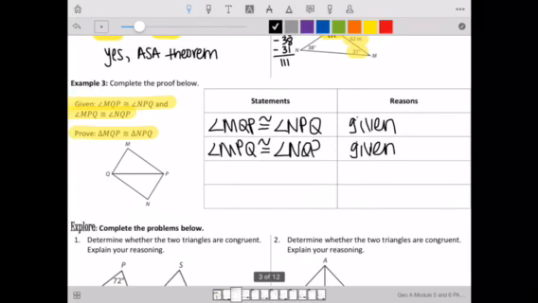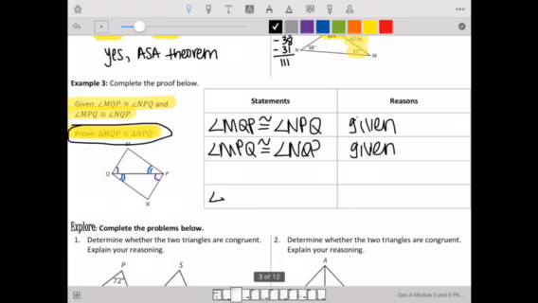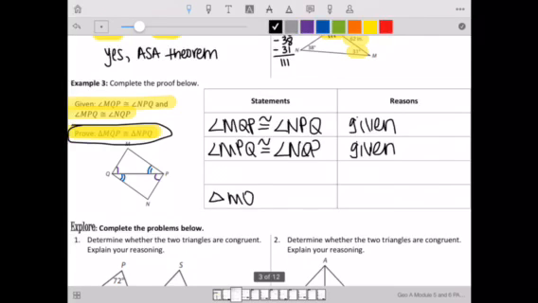So let's label that information in our diagram. We have this angle is congruent to this angle, and we have this angle congruent to that angle. And what we want to prove is that the two triangles of this diagram are congruent. What you are trying to prove, this line, always goes at the bottom of your two-column proof.